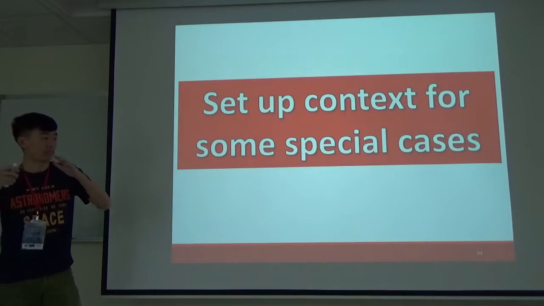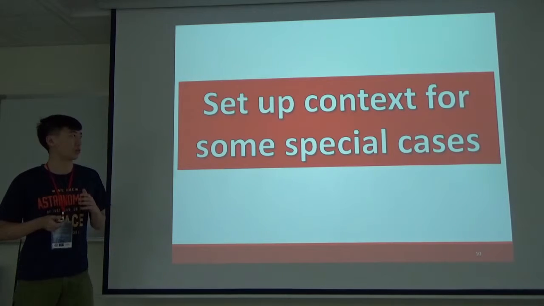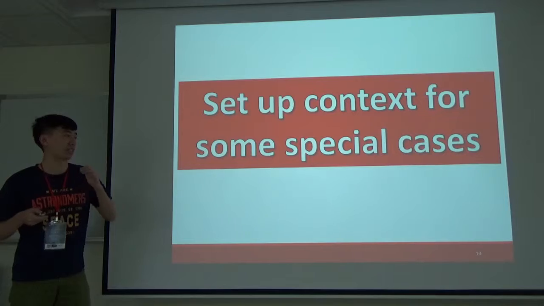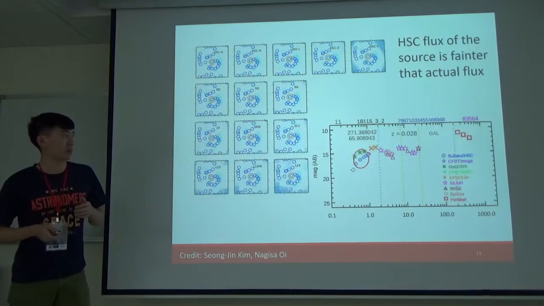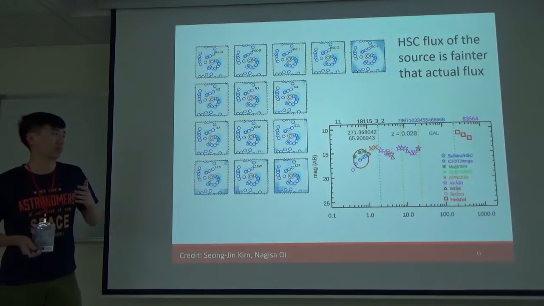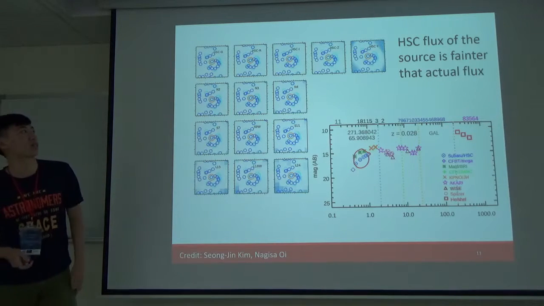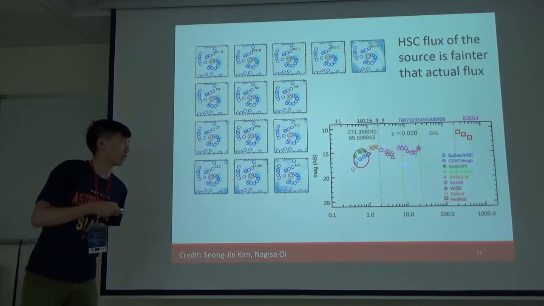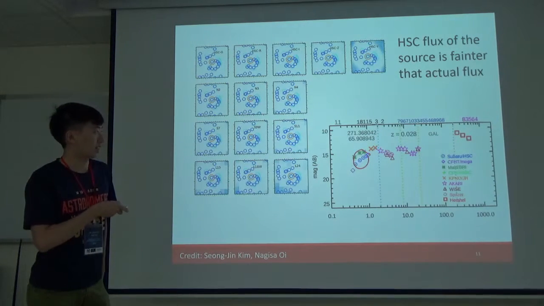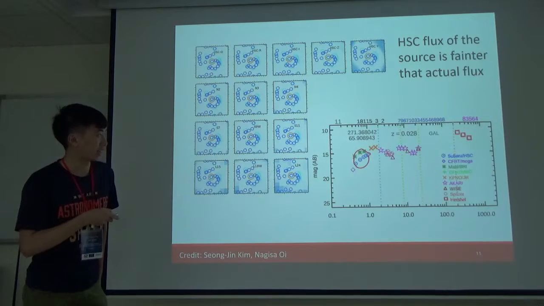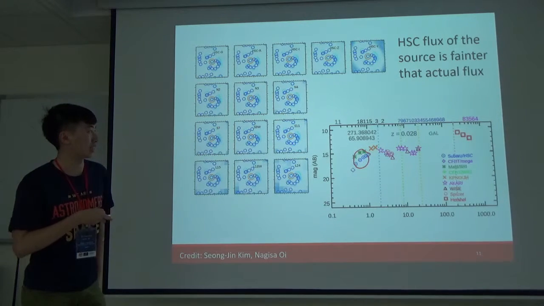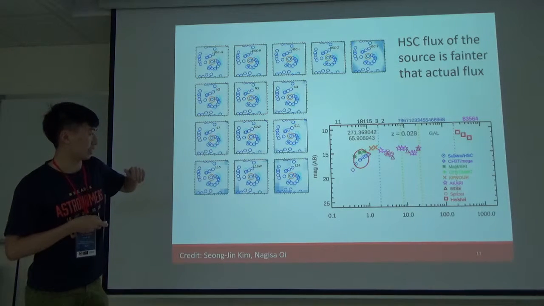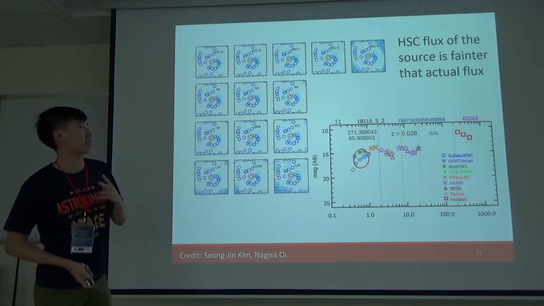Before running the photometric redshift code, I need to design some context for the special cases in the catalog. The first special case I found in the catalog is here. You can look at this right SED. You can see the green cross and the blue cross. They are the Nike data and Subaru data. They are a little bit correlated. They differ by about 2 magnitudes.